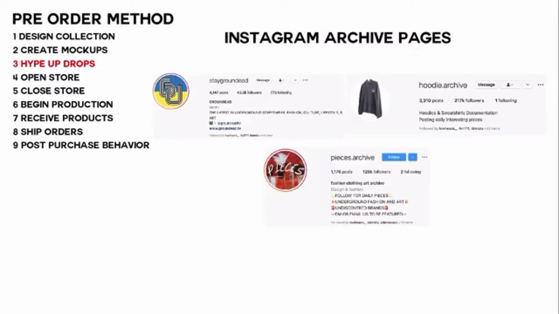A third hypey marketing tactic is to contact archive pages on Instagram. Some examples are Stay Grounded, Archive Pieces, or Hoodie Archive. These are pages that basically act as publishers. They come in a variety of sizes and styles of posting, and you'll gradually become aware of them as you exist on Instagram.